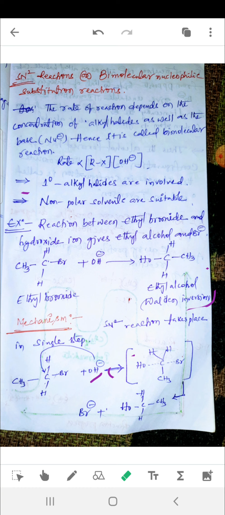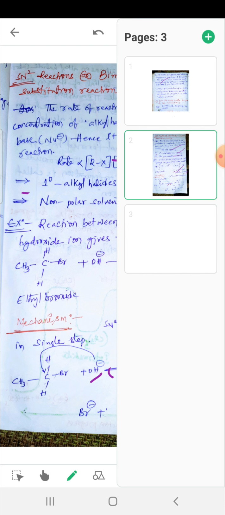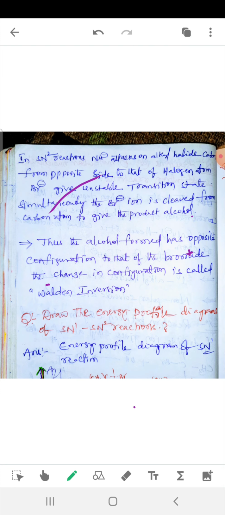One point here, just 1, 2, 3: Walden inversion compound formation. In the final compound, also remember what the Walden inversion is. That point is enough.